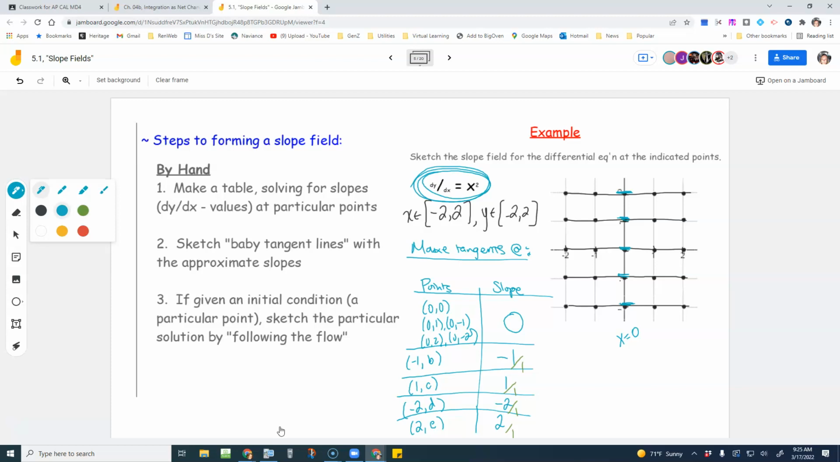Can anybody tell why I just drew a baby tangent that looks like that? What did I just do? How did I make it? What slope did I need for any of these guys where x equals 1?